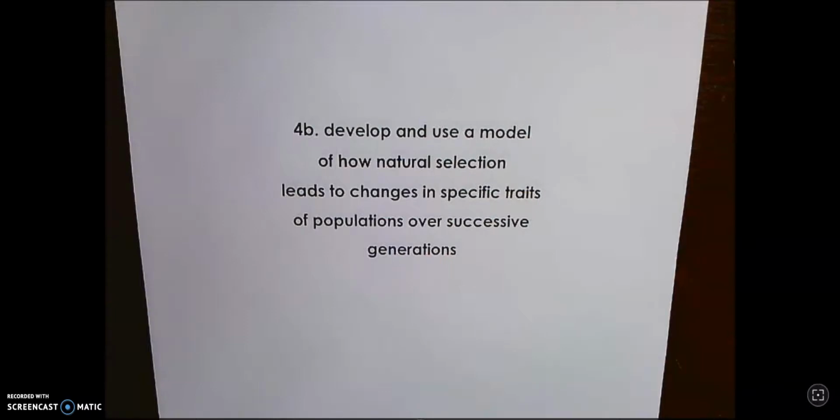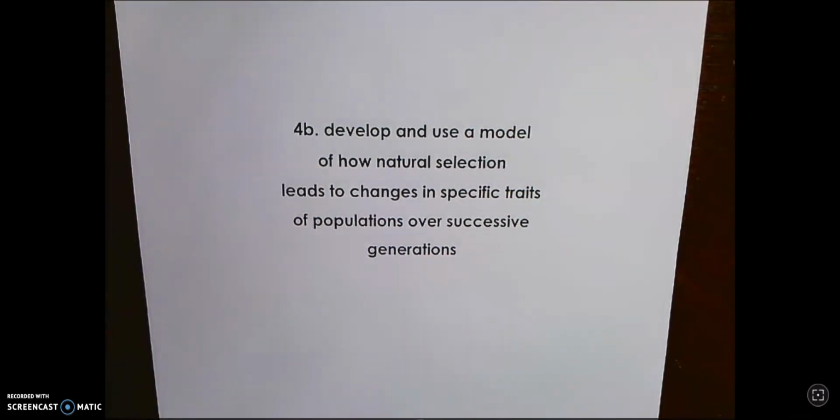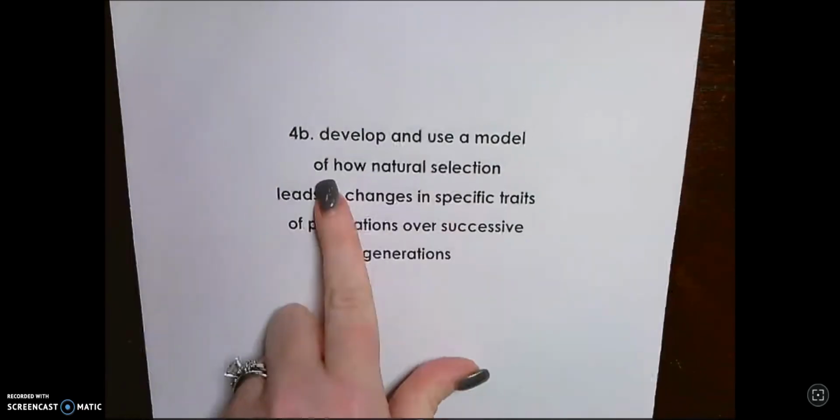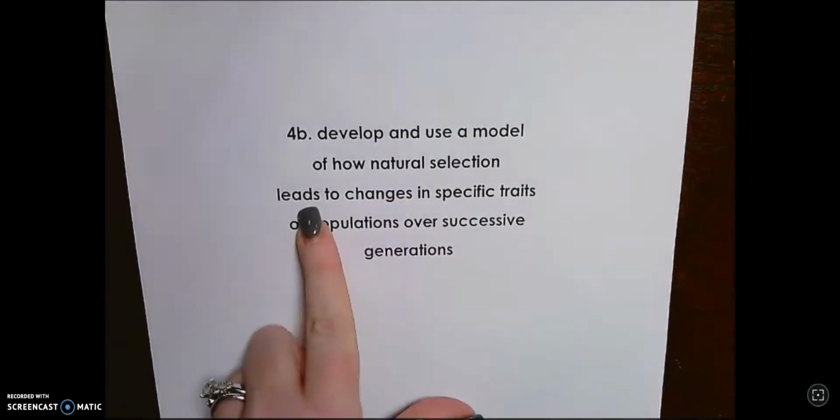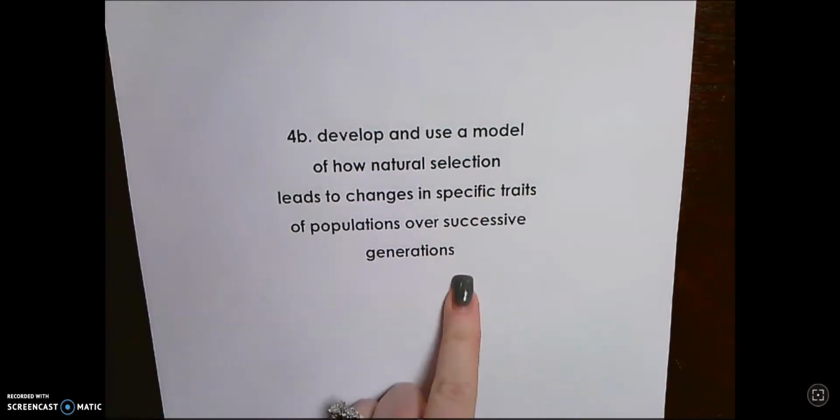Hi, science students. Today we're going to focus on deconstructing or breaking down the AKS for AKS 4B. So the AKS says, develop and use a model of how natural selection leads to changes in specific traits of populations over successive generations. That's really wordy and there's a lot to unpack there.